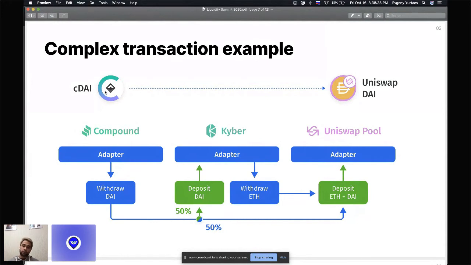The way it works in the DeFi SDK, it would call a withdrawal action, which would withdraw cDAI into DAI. Then it would call a deposit adapter that would use 50% of the DAI to convert that to ETH, and the other half of the DAI would go directly to the last adapter. Combined with Ether from the second adapter, it could go directly to the Uniswap pool. And all of that is happening in a single transaction, which is the biggest benefit of using the DeFi SDK.